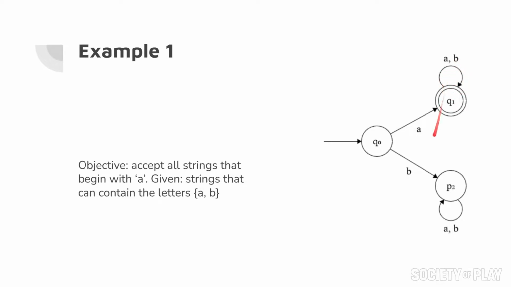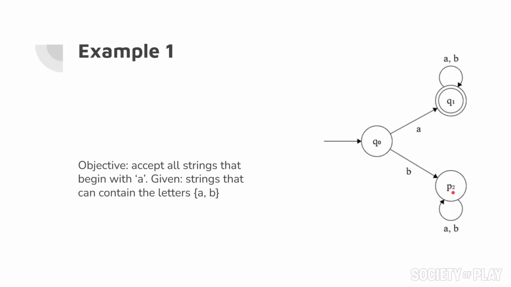being read. Similarly for B, if the very first letter is B, then we already know it's failed as an input. We don't need to do anything else to it. So let's just keep reading all of the input until we are done. And there we go. All right.